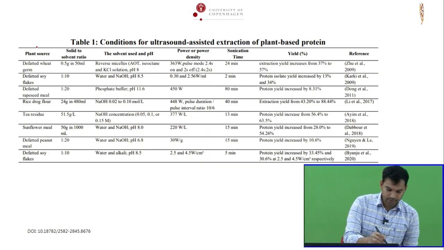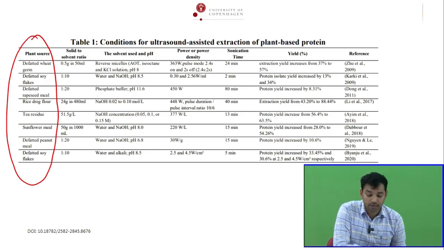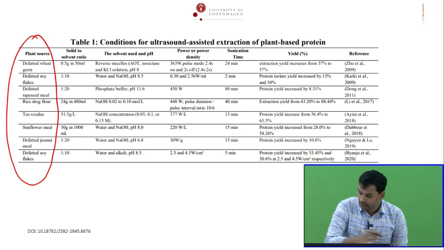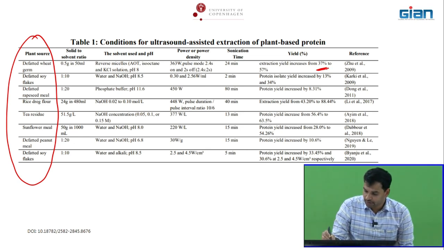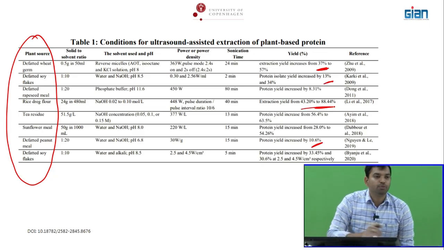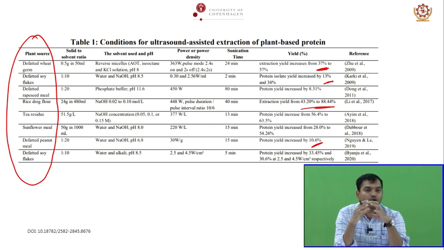You can see that many plant sources have been used. Ultrasound treatment has been done on many plant sources to improve the yield. People talk about a 37% increase, 13% increase, 10% increase, so many percentage increases. It increases simply because it helps damage the cell wall. It will help the reduction of the particle size.